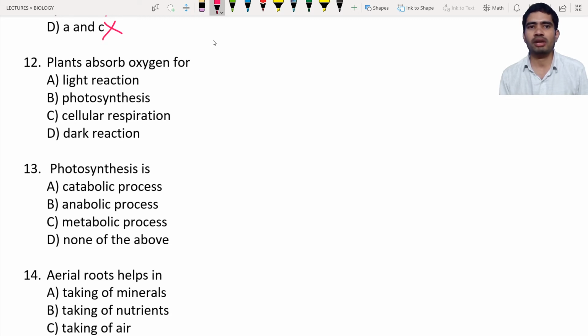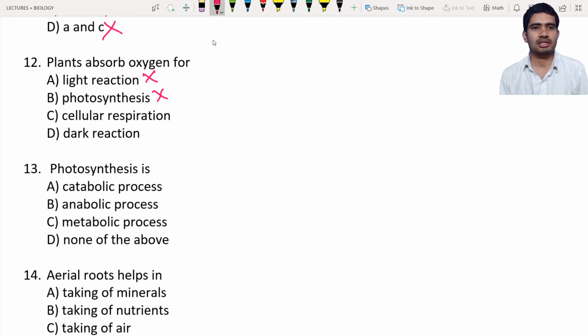In the light reaction, you can see the oxygen is produced but not absorbed. Hence this option is wrong. The next is photosynthesis. In photosynthesis also you can see there is a liberation of oxygen. Hence it is also not the correct answer.